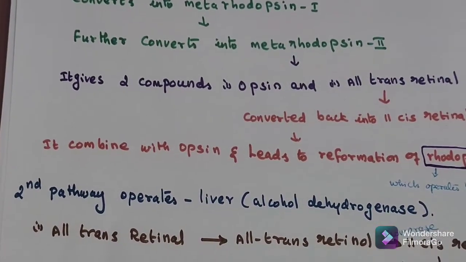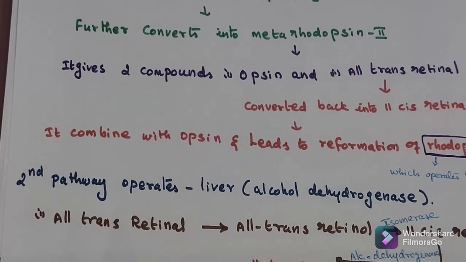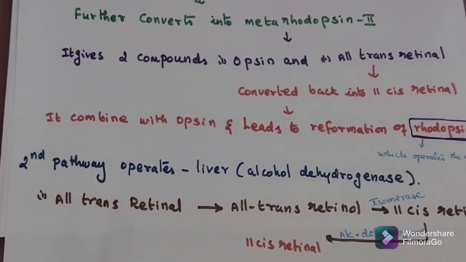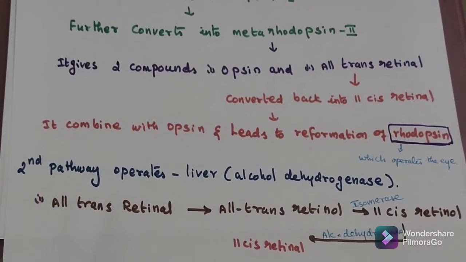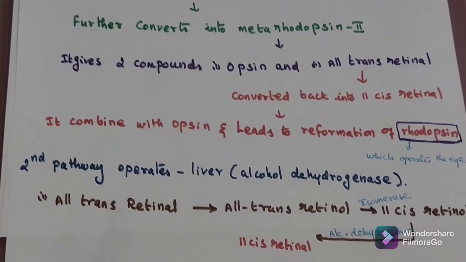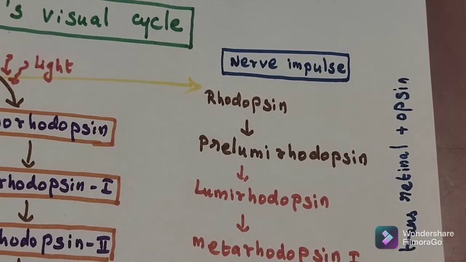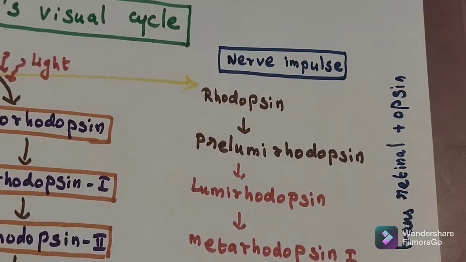Now the next important thing is to know how nerve impulse is generated through this cycle. Now we will discuss how nerve impulse is generated through this cycle.